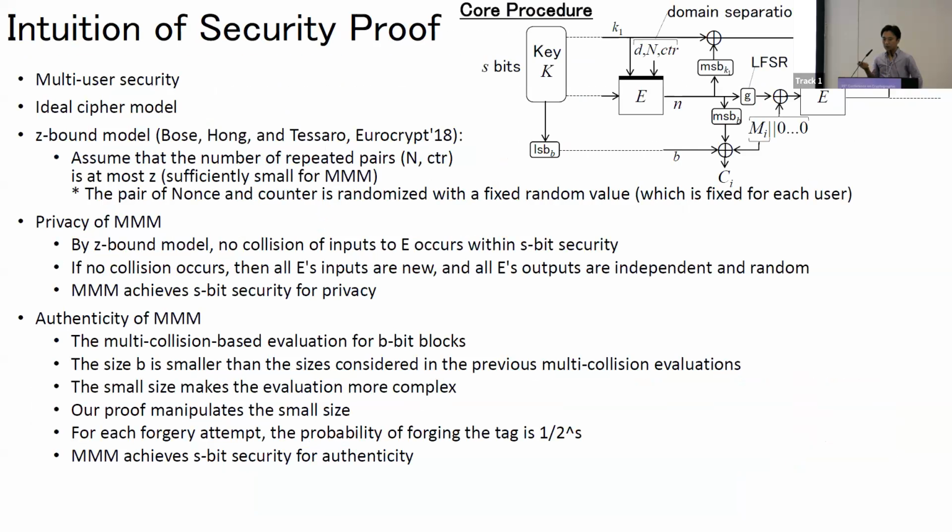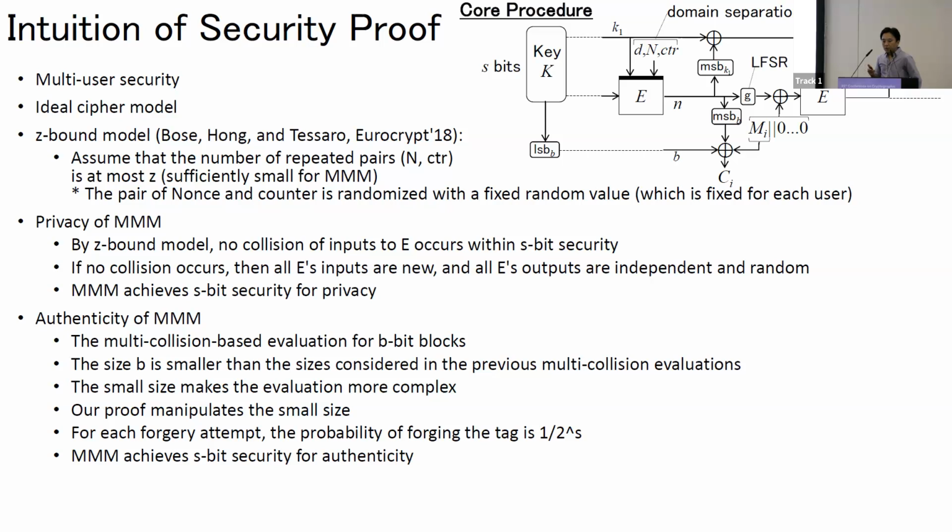Okay, finally, I'd like to explain the intuition of the security proof. So we prove the security in the multi-user setting and in the ideal cipher model. And we also use the Z-bound model proposed by Hong and Tessaro, where we assume that the number of pairs of nonce and counter is at most a small bound.